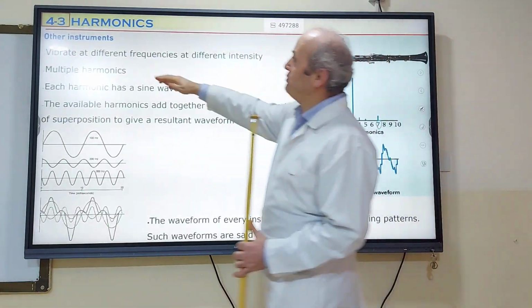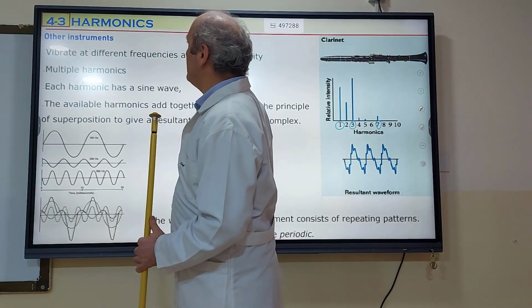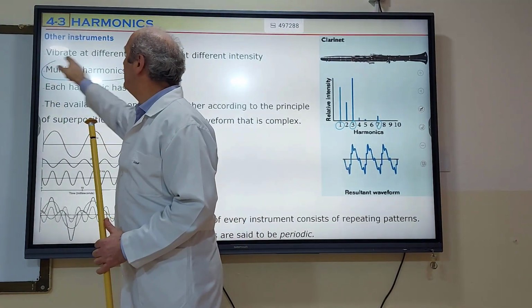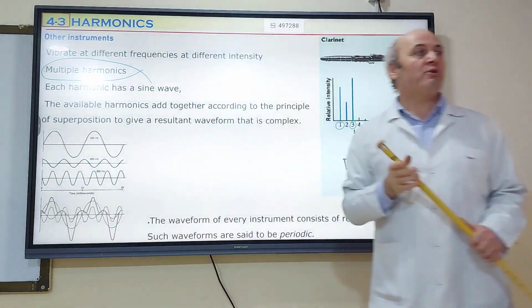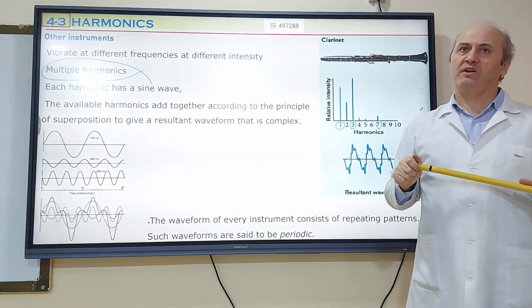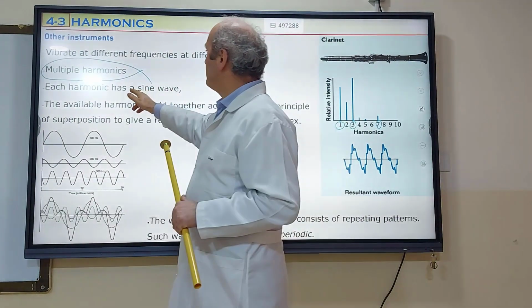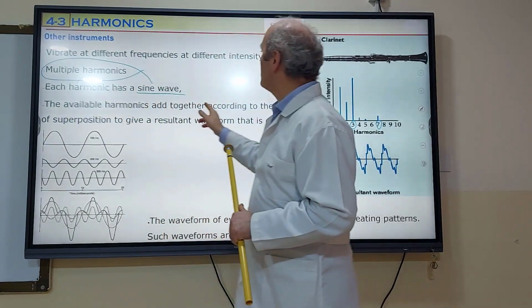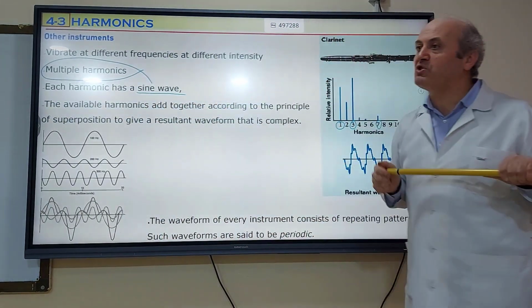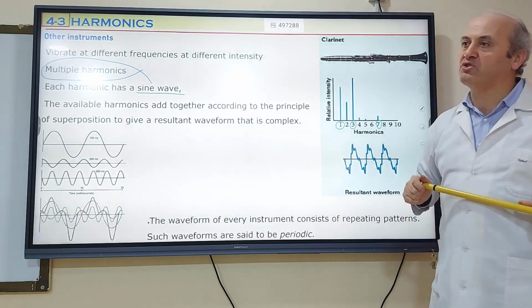Other instruments vibrate at different frequencies, at different intensities. They have multiple harmonics. But each harmonic is a sine wave, like a tuning fork. The available harmonics add together according to the principle of superposition and give a resultant waveform that is complex.